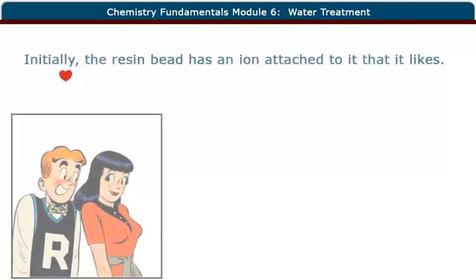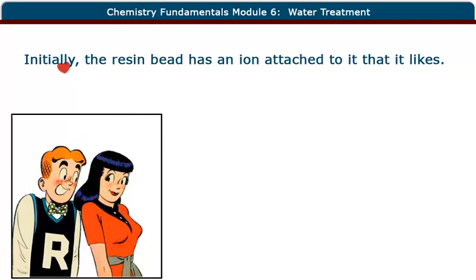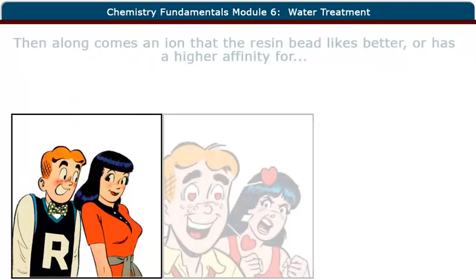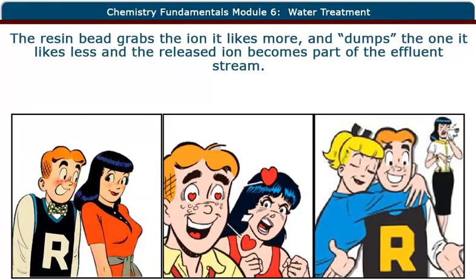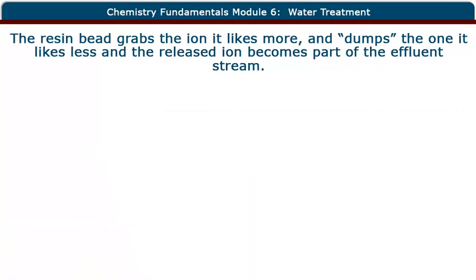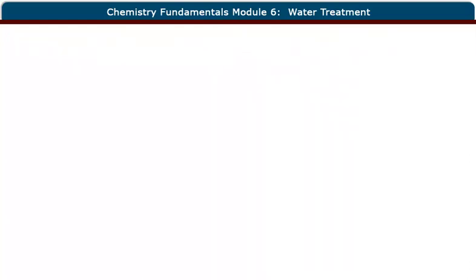So the idea is, initially the resin bead has an ion attached to it that it likes, like the hydrogen or hydroxide. But then along comes an ion that the resin bead likes better or has a higher relative ion affinity for, and the resin bead grabs the ion it likes more and dumps the one it likes less, and the released ion becomes part of the effluent stream. As a result, the undesirable ions have been removed or exchanged for desirable ones, and we should have purified water coming out.